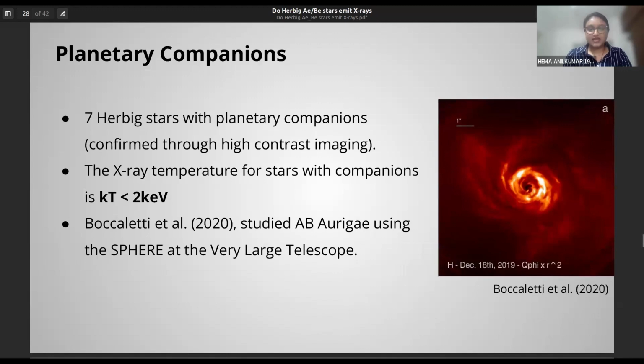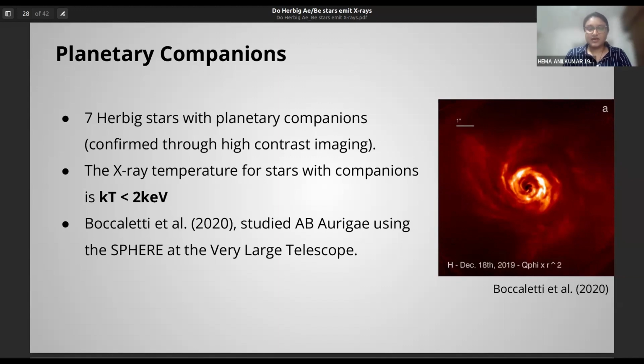So studying the companions, we discuss these 25 single Herbig Ae stars. Some of the Herbig Ae stars were confirmed using high resolution studies and high contrast imaging studies. We found 7 of them studied using this method, and these 7 stars had planetary companions rather than stellar companions, and all of these 7 stars have plasma temperatures less than 2 keV.